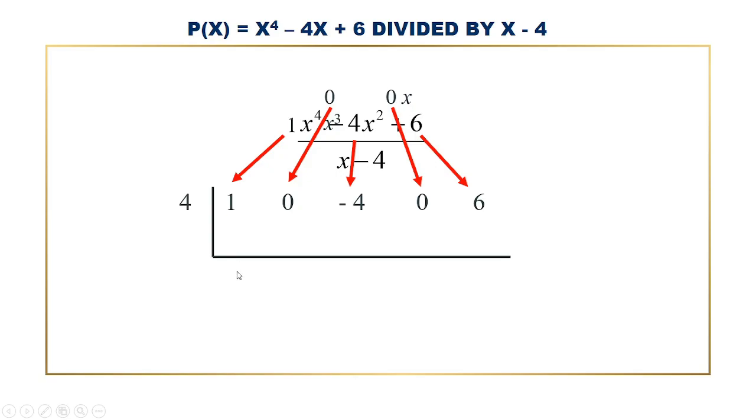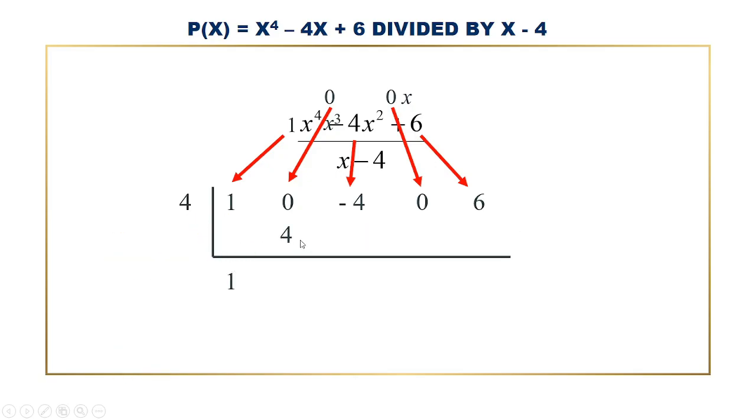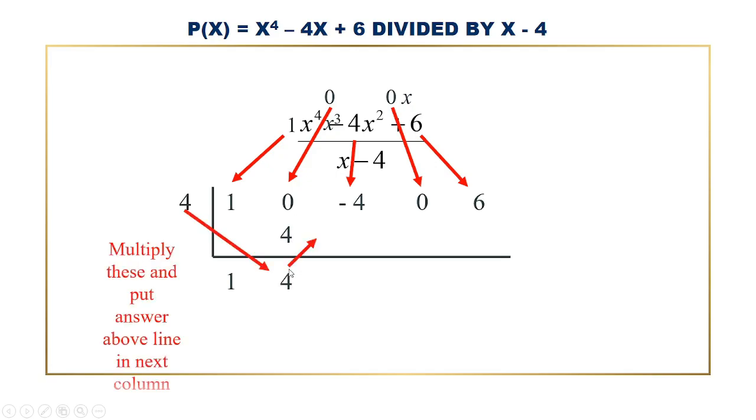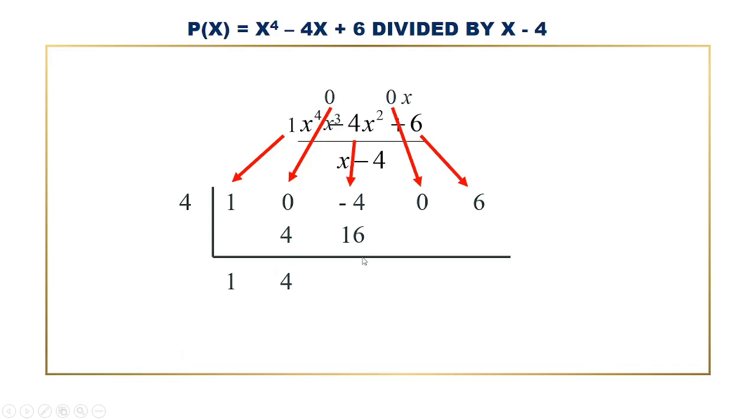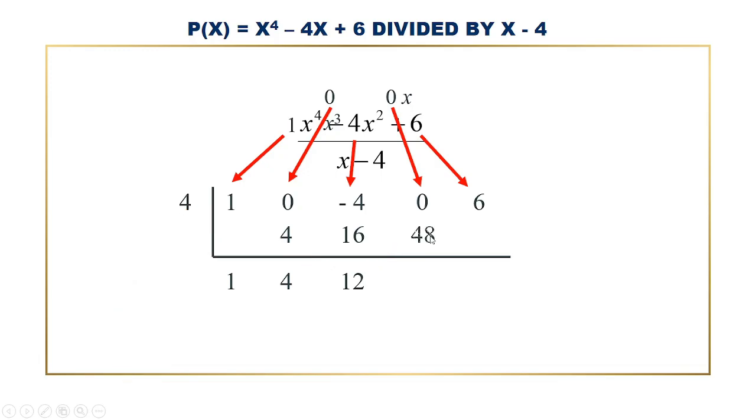Next, bring down 1, times 4. 4 plus 0 is 4, times 4 is 16, minus 4 is 12, times 4 is 48, plus 0 is 48, times 4 is 192, plus 6 is 198.